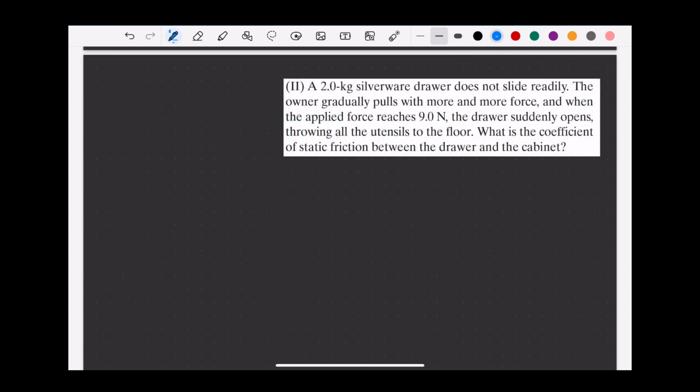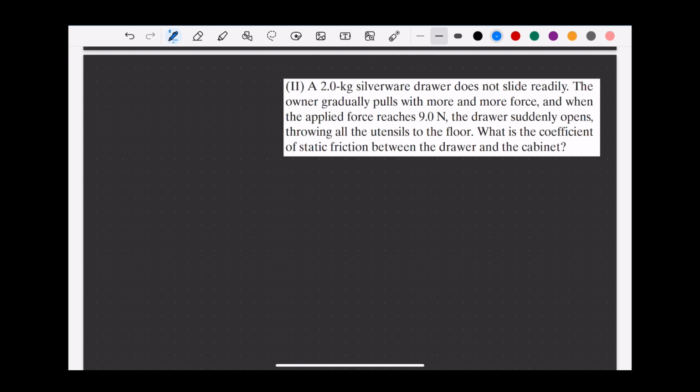Hello again, we're looking at problem number 3 in our 4-4 problem set. It says a 2 kilogram silverware drawer does not slide readily. The owner gradually pulls with more and more force, and when the applied force reaches 9 newtons, the drawer suddenly opens, throwing all the utensils to the floor. What is the coefficient of static friction between the drawer and the cabinet?